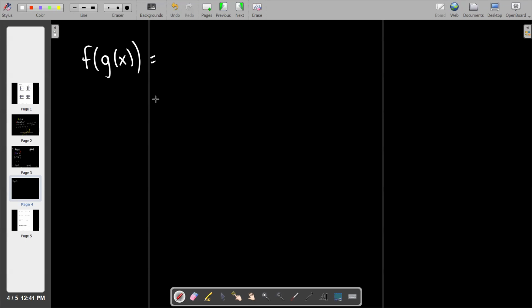So f of g of x is 1 over blank plus 2 minus 2. And then in that blank, I'm going to put 1 over x plus 2. Oh, this is such an unexpected and beautiful result. I'm so happy about this. I cannot wait until we get to our rational functions unit. This is exciting. Hold on a second.